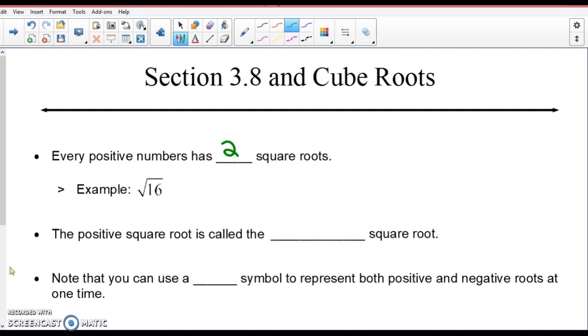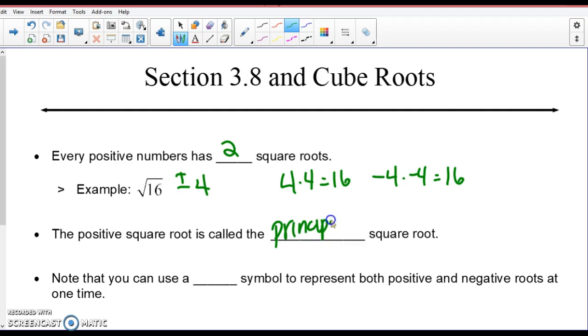What is the square root of 16? Who can tell me? What's the square root of 16, Lexi? It is 4. Positive 4 and negative 4. And the reason is that 4 times 4 is 16 and negative 4 times negative 4 is 16. The positive root is called the principal square root.